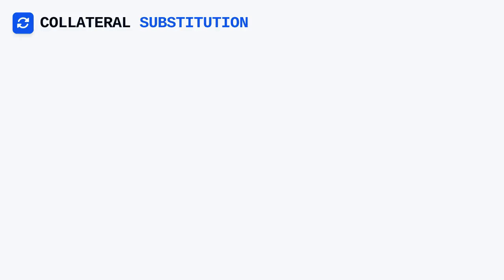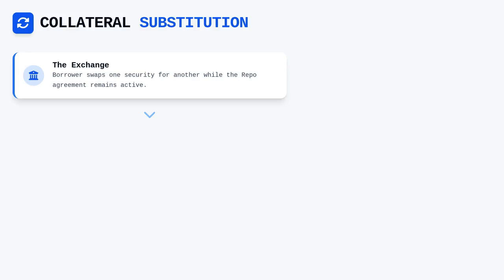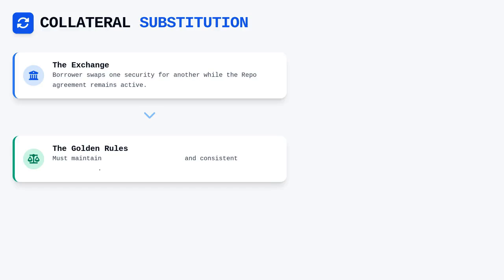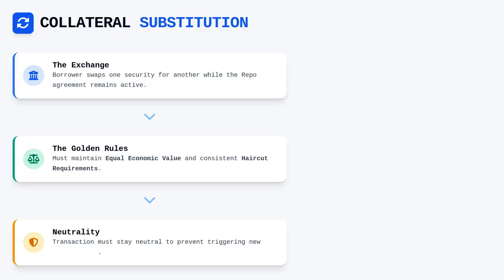Collateral substitution is another frequent occurrence, allowing the borrower to exchange one security for another while keeping the repo agreement intact. This might happen if the borrower needs to reclaim a specific bond to meet a delivery obligation elsewhere, or if the lender decides certain collateral is no longer acceptable. The key requirement here is that the new collateral must maintain the same economic value and haircut requirements as the original asset. During this substitution process, the transaction must remain neutral to avoid triggering a new margin call.